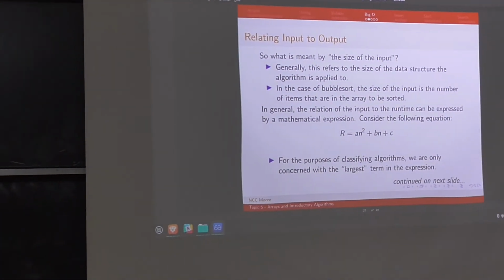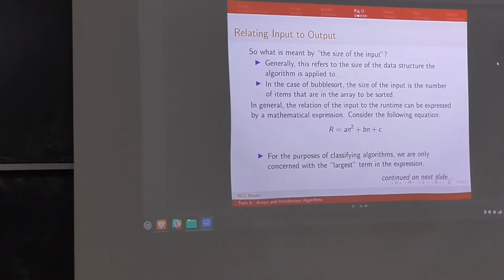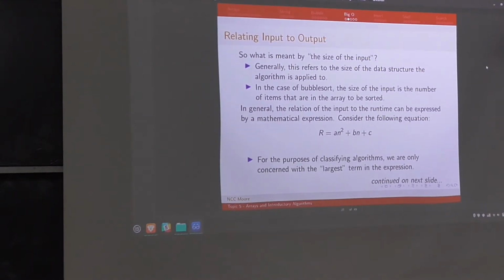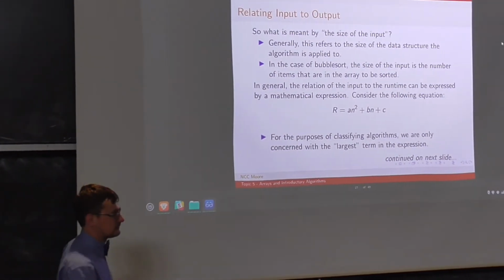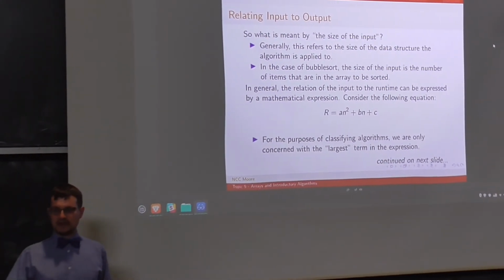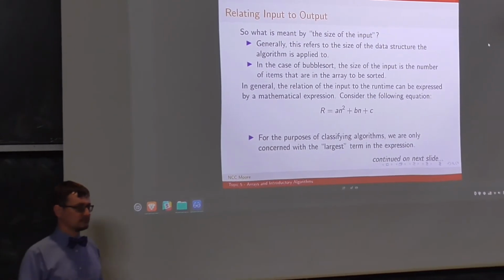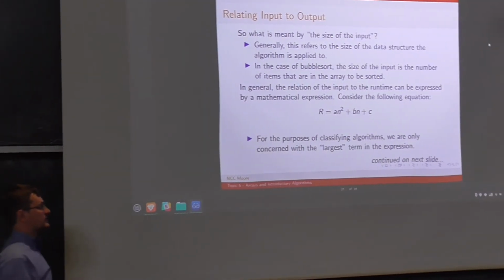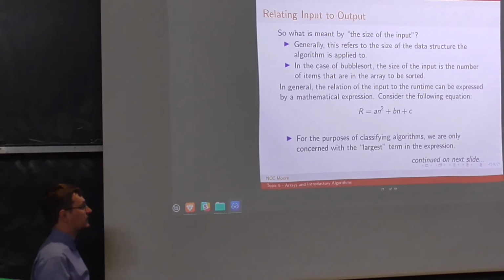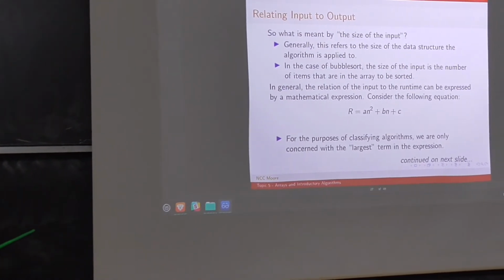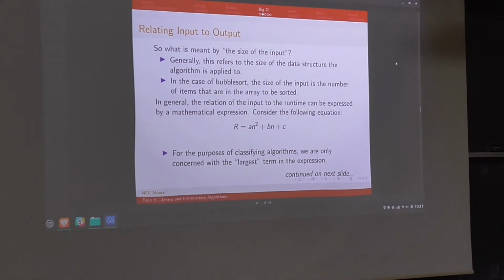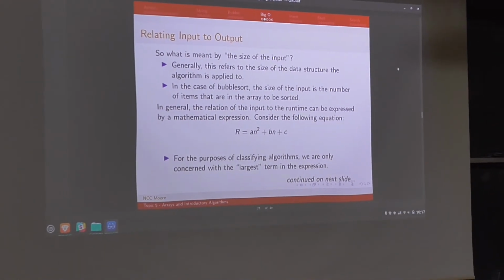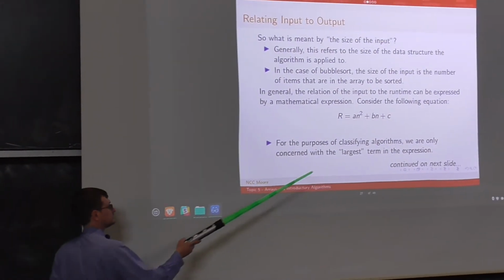So what do we mean by this size of the input? Generally, this refers to the size of the data structure that the algorithm is applied to. So the size of the array. How many items are we sorting? In the case of bubble sort, the size of the input is the number of items that are in the array to be sorted. In general, the relation of the input to the runtime can be expressed by a mathematical expression. Consider the following expression.